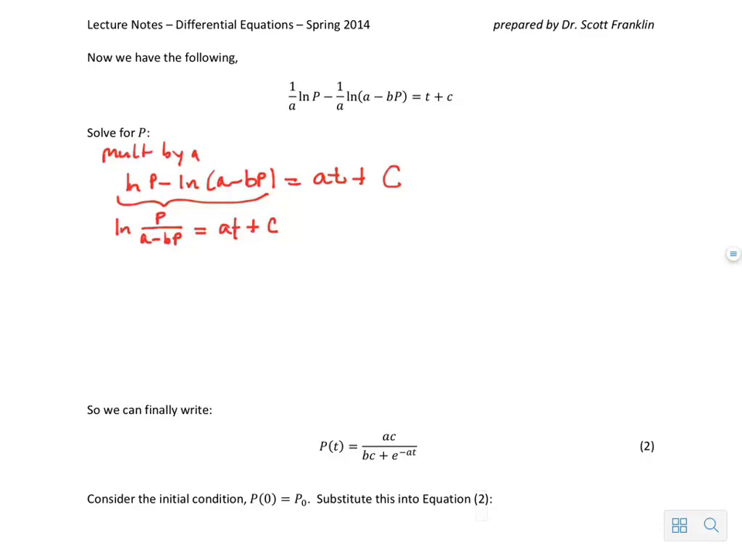And now, trying to solve for p, I'm trying to get p by itself. Exponentiate both sides. Split this up to e to the something times e to the c. On the left-hand side, those cancel, so I have p over a minus bp equals, we'll call this just some new constant c, so c e to the at.